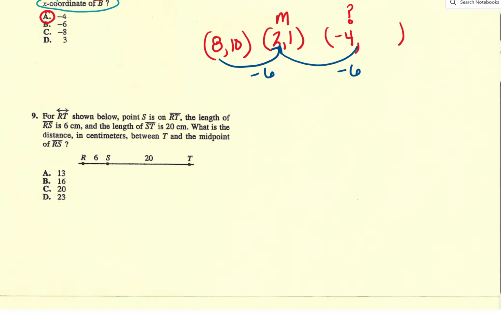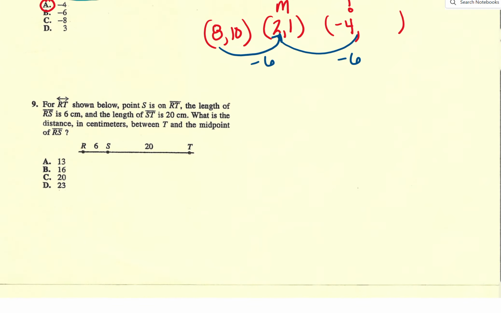For this last problem, I want to show you another way that they potentially might ask about the midpoint. Instead of using a coordinate plane with ordered pairs, they're just using a line segment here. So here's what the question says. It says S is on RT. We can clearly see that. The length of RS is 6. Again, they've told us that. And ST is 20.